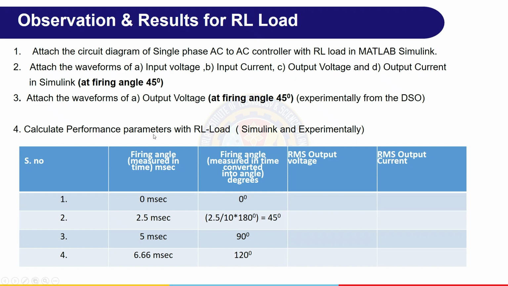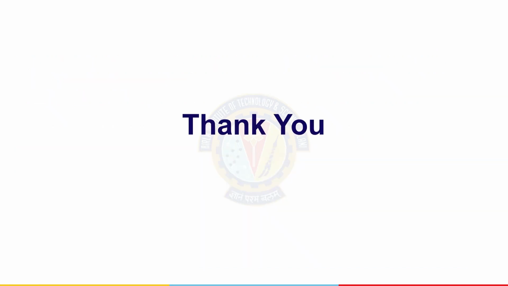Calculate performance parameters with RL load, Simulink and experimentally. When alpha is 0 degrees, place the values of output voltage, RMS output voltage, RMS output current, like 45 degrees, 90 degrees, 120 degrees. Thank you.